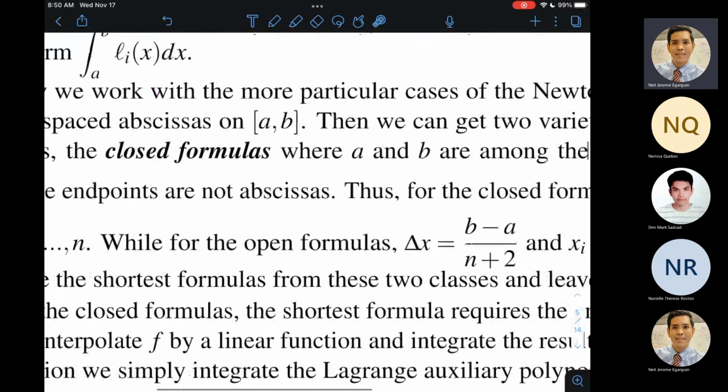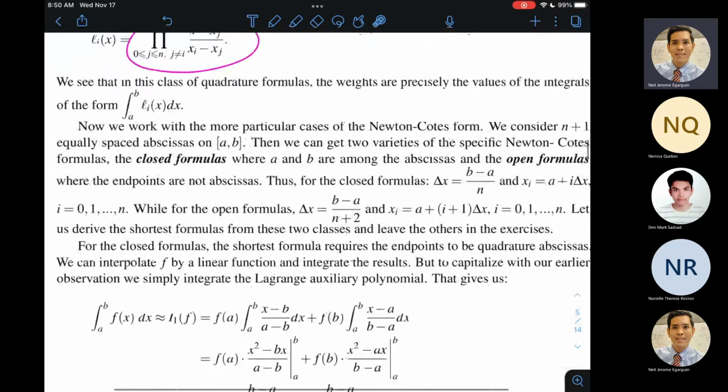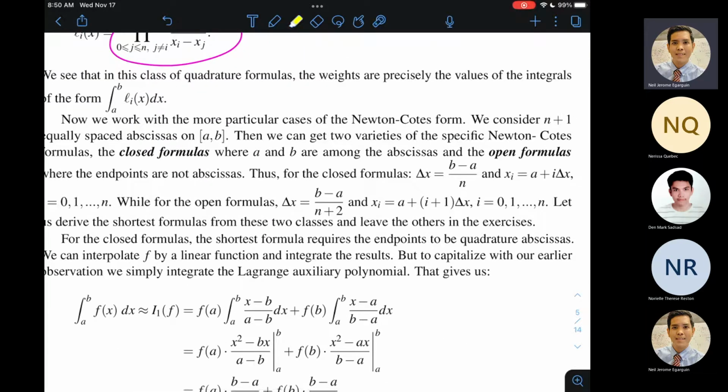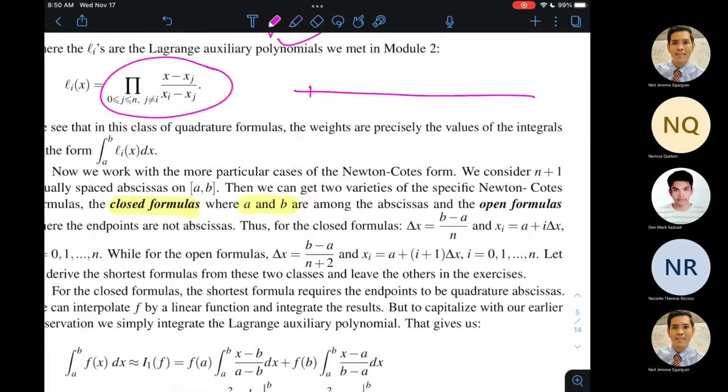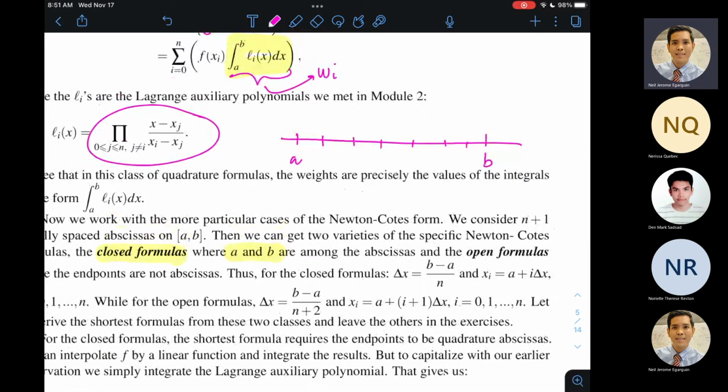Now, as I have promised, meron dalawang forms ng Newton-Cotes quadratures. Una ay yung closed forms or yung closed formulas. Pag sinabi natin closed formulas, dapat yung endpoints o yung upper and lower limits of the integral are among the abscissas. So kung nag-integrate tayo on the interval a, b, di ba pipili tayo ng mga points, it doesn't need to be equally spaced. So pili ka dito ng test point, test point, test point, test point, test point, test point. Okay? Tapos kukunin natin yung sa closed formulas, dapat si a at saka si b kasama dun sa mga abscissas.